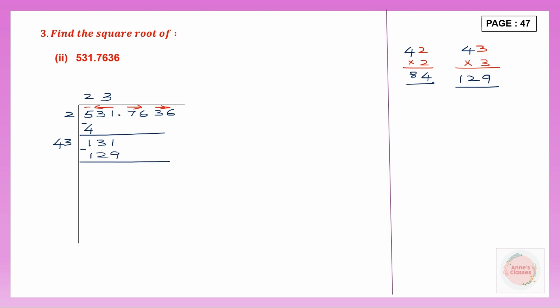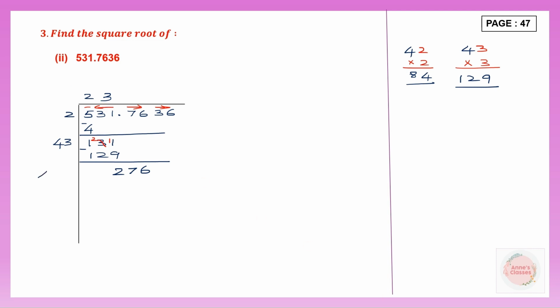Now we have to subtract. So let's subtract here. So this becomes 2 and this is 11. 11 minus 9 is 2. Now bring down the next pair, 76. Next step, double this quotient. You have 23. 23 into 2 is 46.